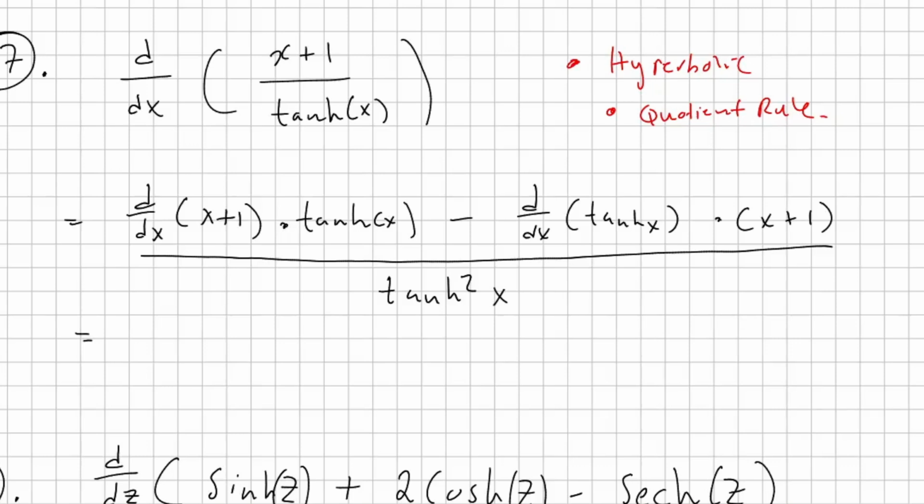So the derivative of x plus 1 is 1, so we're just going to have tanh x. And you have the derivative of tanh x is equal to sech squared x.